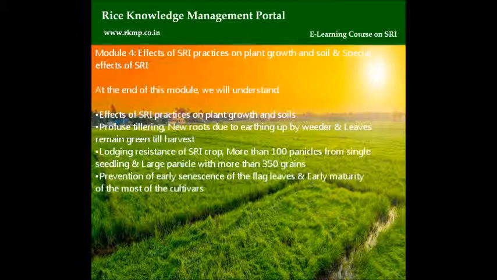At the end of this module, we will understand effects of SRI practices on plant growth and soil, profuse tillering, new roots due to earthing up by weeder and leaves remain green till harvest, lodging resistance of SRI crop, more than 100 panicles from single seedling and large panicle with more than 350 grains, prevention of early senescence of the flag leaves and early maturity of most of the cultivars.